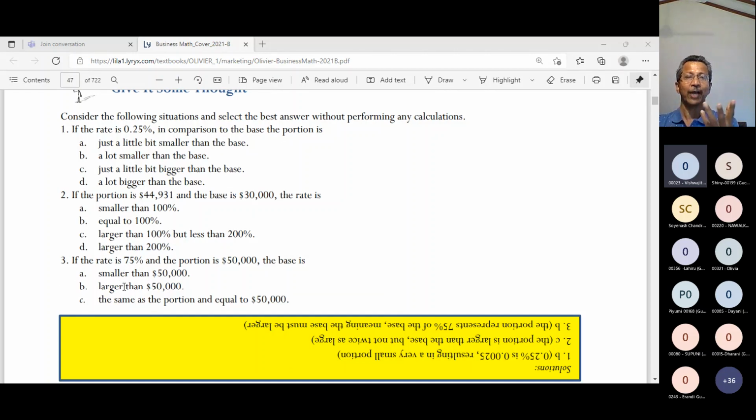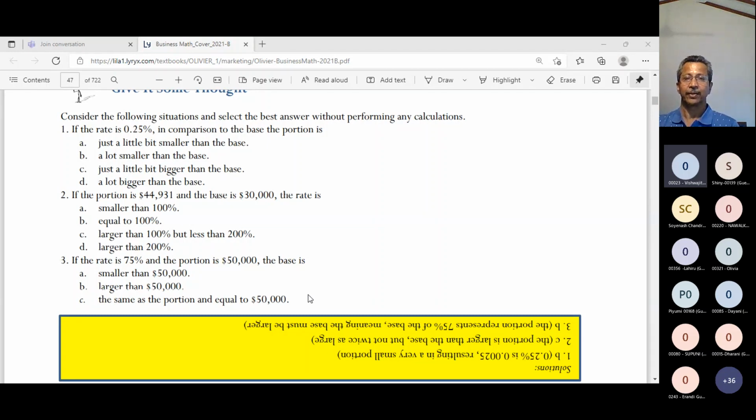We don't have to do the calculation, because we can give the answer. If the rate is 75% and the portion is 50,000, the base is: smaller than 50,000, larger than 50,000, or the same as the portion, equal to 50,000. Larger than 50,000? Yes, correct. The 75% is 50,000, so the base should be larger than 50,000.